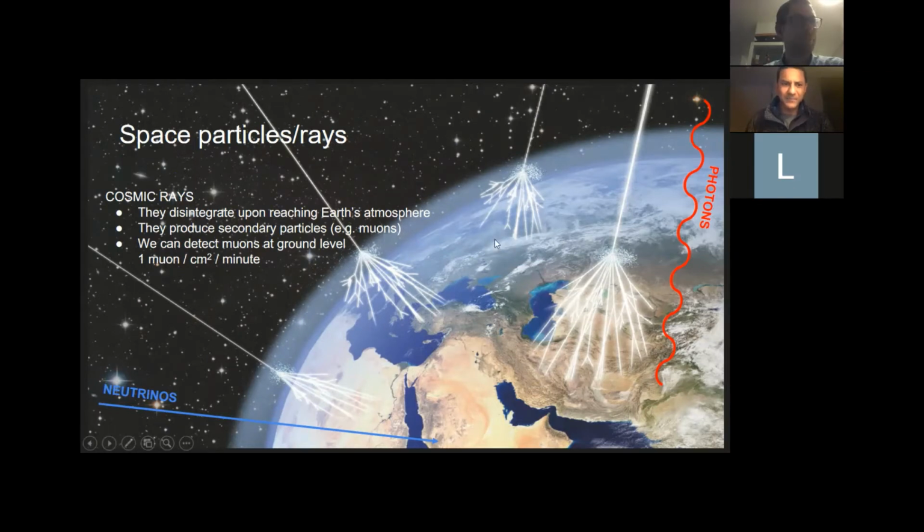Okay, great. So these cosmic rays, as I mentioned, disintegrate upon reaching the Earth's atmosphere. And so they produce secondary particles, muons, and other secondary particles, but we detect muons at ground level, okay? And the rate is roughly a muon per square centimeter per minute. So for a neutrino physicist, it's actually a pretty high rate of particles.